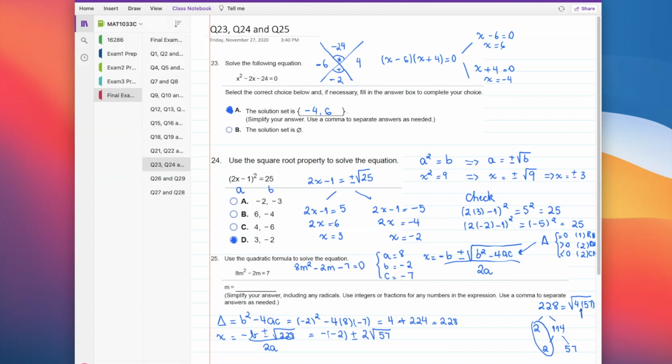Then it is a multiplication here. It means that the 2 goes out. Square root of 4 is 2, and then 57 stays inside. And all this is divided by the number 2 times 8. Here becomes 2 plus or minus the square root of 57 over 2 times 8.